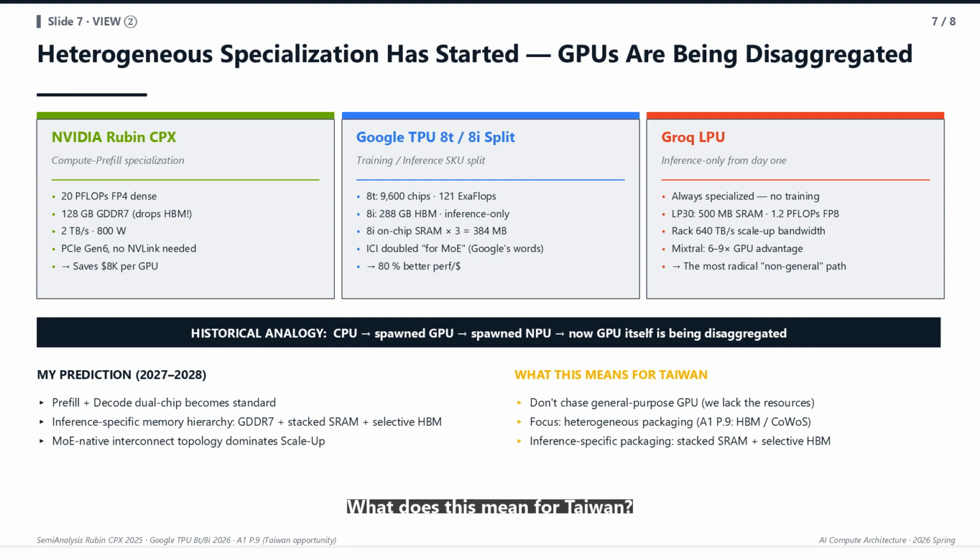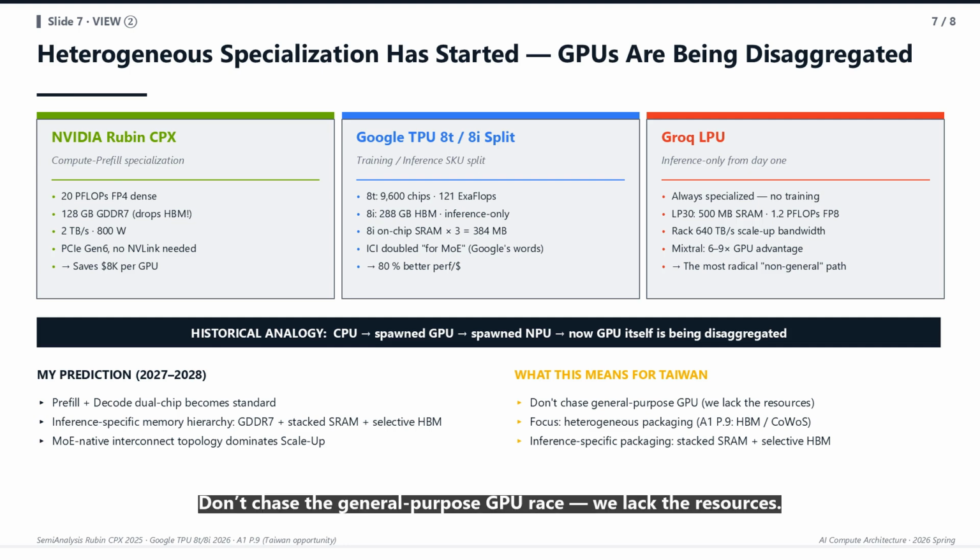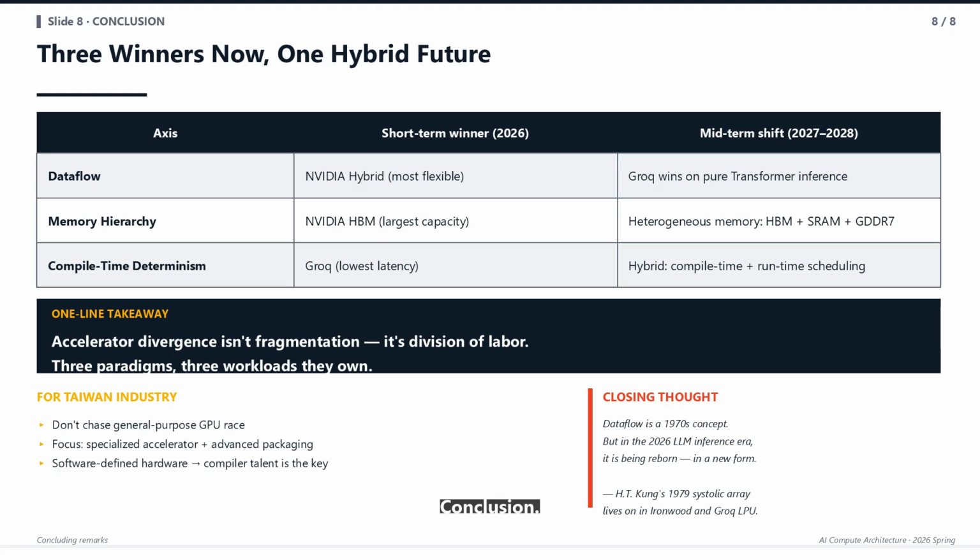What does this mean for Taiwan? Don't chase the general-purpose GPU race. We lack the resources. Focus on heterogeneous packaging integration. What Professor Liang highlighted in A1 slide 9, HBM and CoWoS. That's our real opportunity. Conclusion: 3 axes, 3 short-term winners.